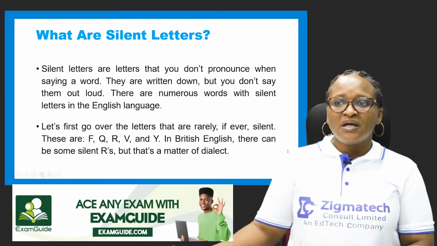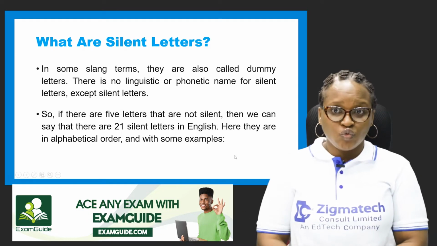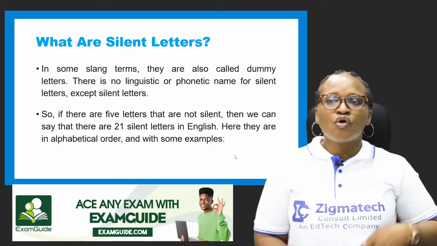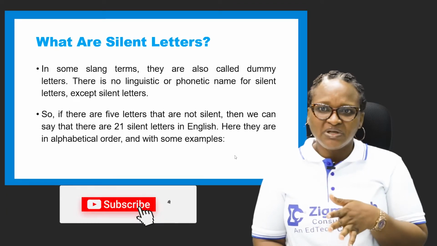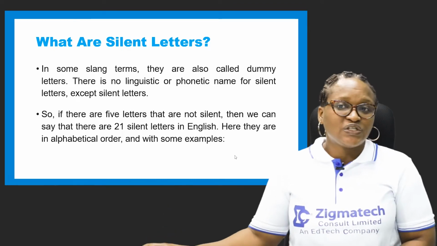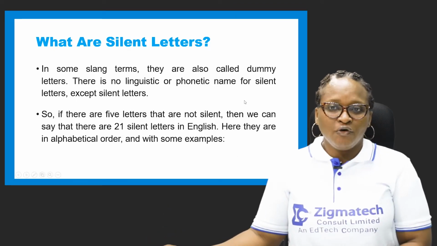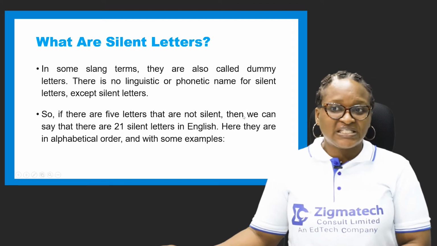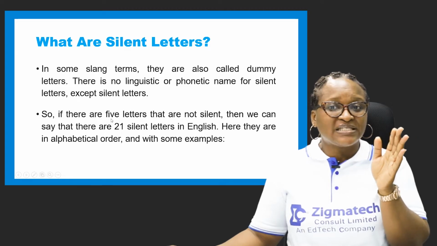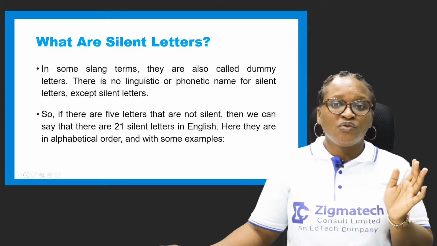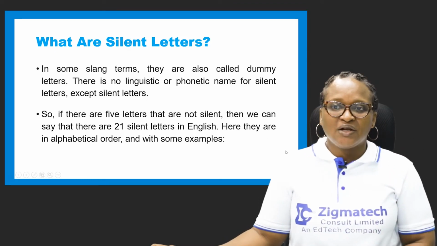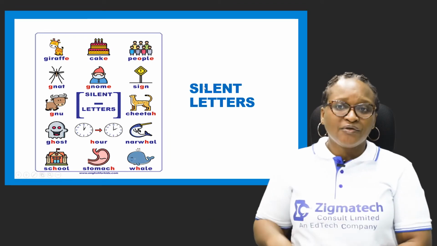So we have certain letters that are silent and they can as well be audible. In some slang terms, they are also called dummy letters. There is no linguistic or phonetic name for silent letters except just silent letters. There is no special name for it. So if there are 5 letters that are not silent, then we can say that there are 21 silent letters. We've looked at those letters that basically may not be silent, but we have about 21 of them that are actually silent. Now let's look at this diagram.